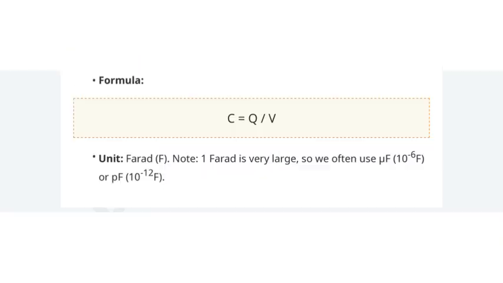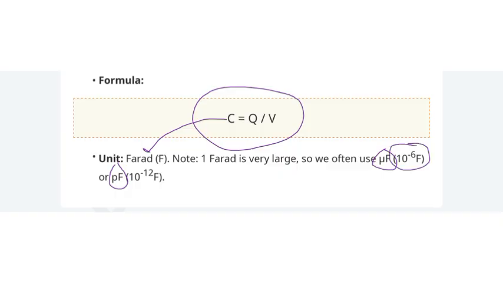All right, so this is the formula I indicated in the previous slide. Capacitance has the unit farad, F. Take note that 1 farad is very large, so we don't really use the farad in calculations. What we use in calculation is the microfarad, nanofarad, or picofarad. That's why in calculation you have to multiply by 10 raised to the power minus 6, or 10 raised to the power minus 12.